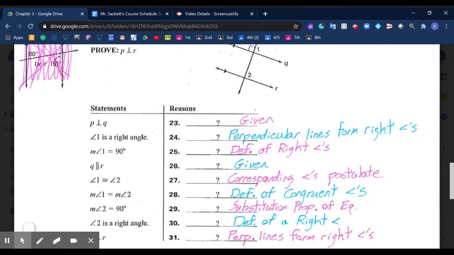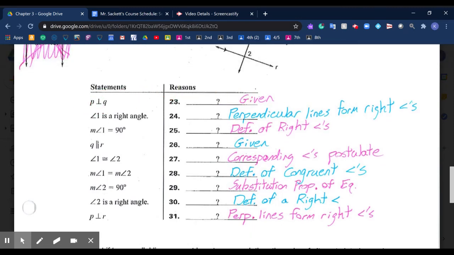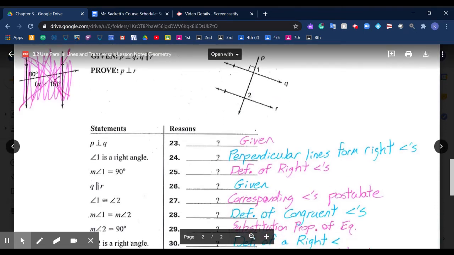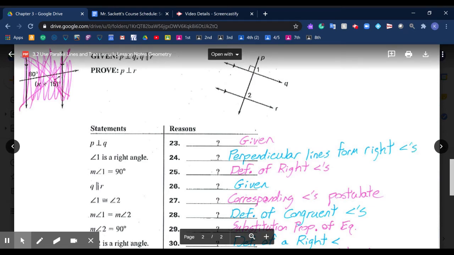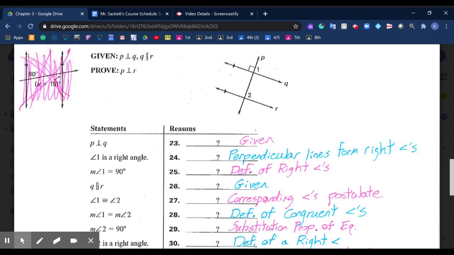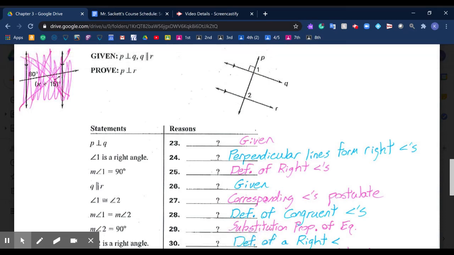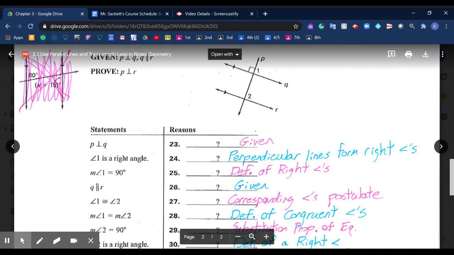So I can begin the two-column proof, P perpendicular to Q. That was part of our given statement. Angle 1 is a right angle. That comes from the definition that perpendicular lines form right angles. So that could be the definition of perpendicular lines or the perpendicular line theorem. Then we can say the measure of angle 1 equals 90 degrees, because if angle 1 is a right angle, by definition of right angles, its measure is 90 degrees.